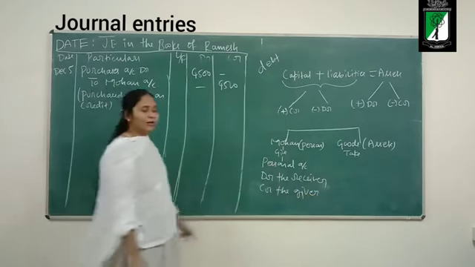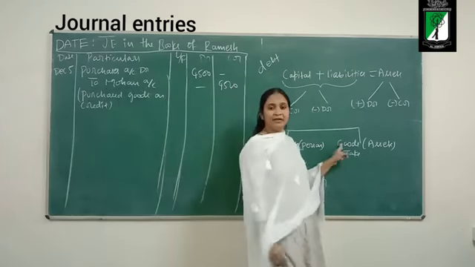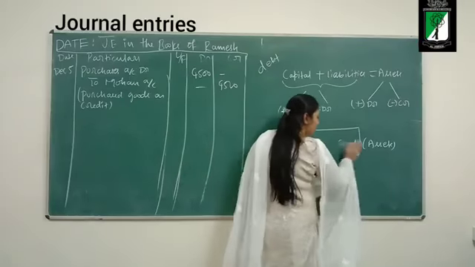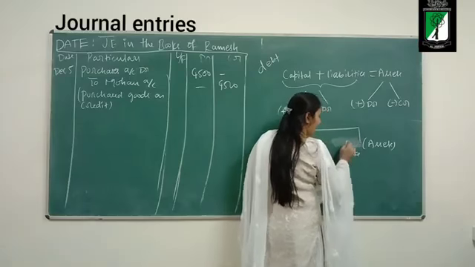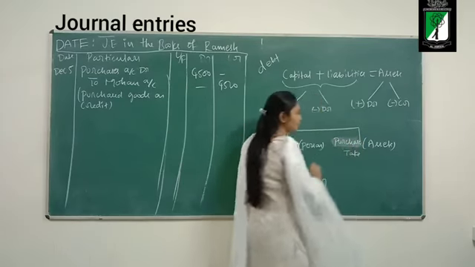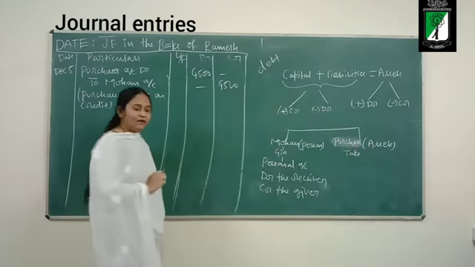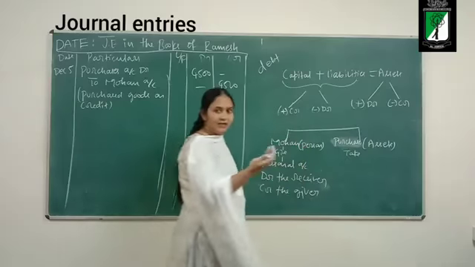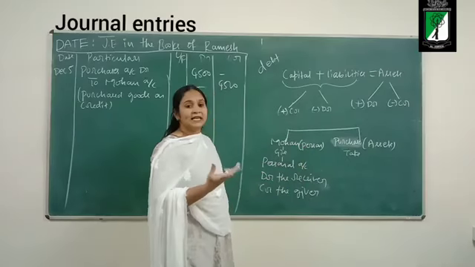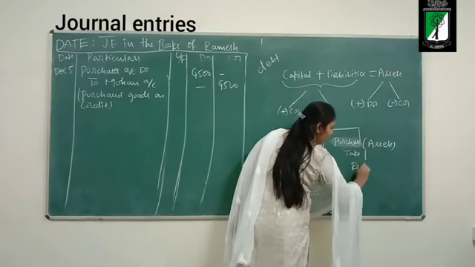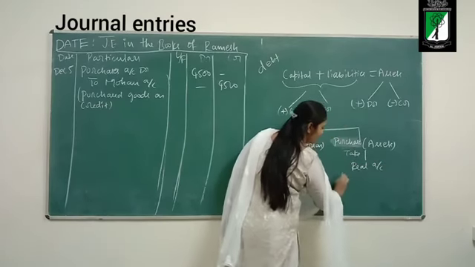Okay, I cannot write goods here. Goods are being categorized as purchase, sale. You are aware of this. Instead of goods, what am I doing with the goods? I am purchasing goods on credit. So I will write it here as purchase. Purchase of goods. It is related to goods only. So it is an asset. For assets, which account rule? Real account rule.